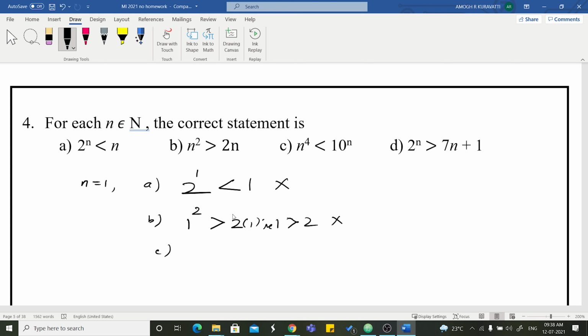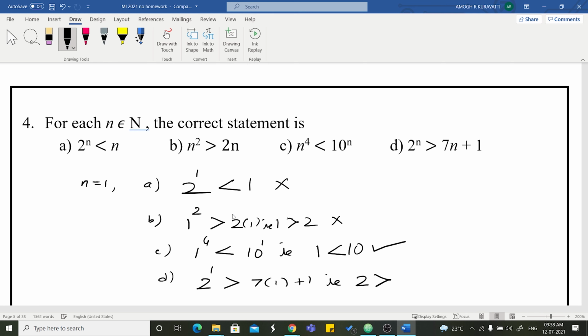Option C, taking n value 1, 1 power 4 less than 10 power n value 1, that is 1 power 4 is 1, less than 10. Is 1 less than 10? Yes. Then if you take option D, check. n value 1, 2 power 1 more than 7 into n value 1 plus 1, that is 2 power 1 is 2, more than 7 plus 1, 8. Is 2 more than 8? No. So which one is right option? Option C. For n is equal to 1, which one is satisfied? Option C is satisfied. Clear, students? I hope it is clear.